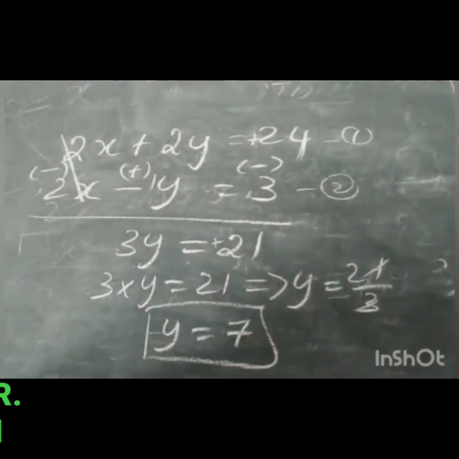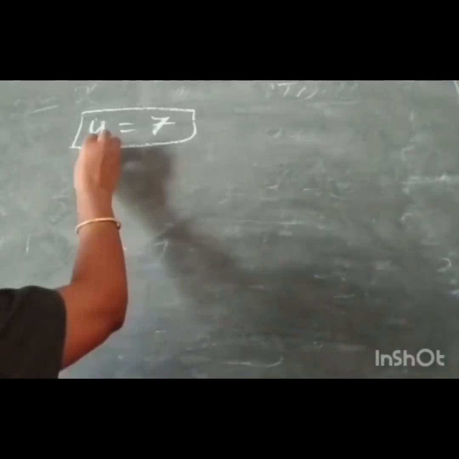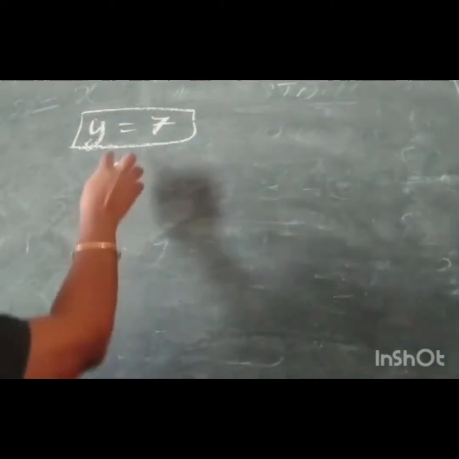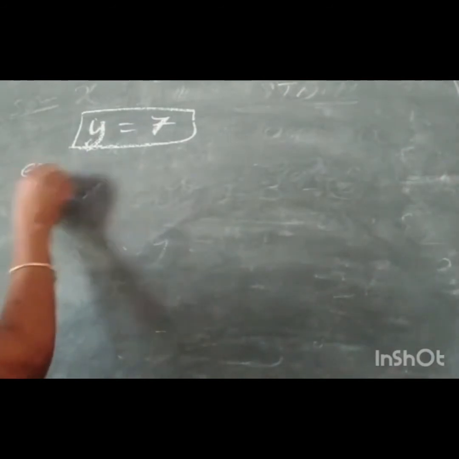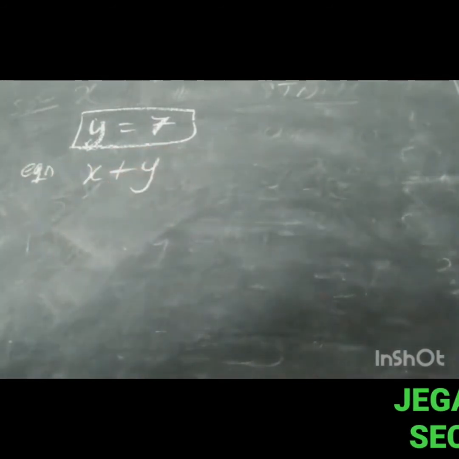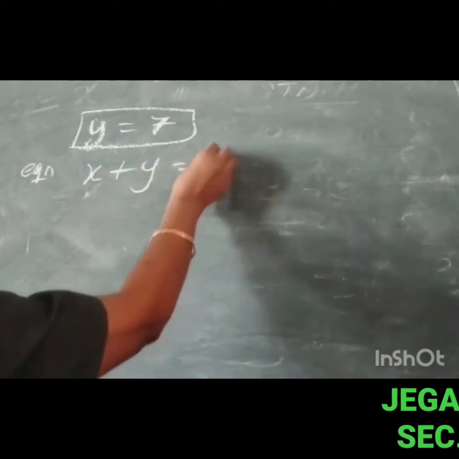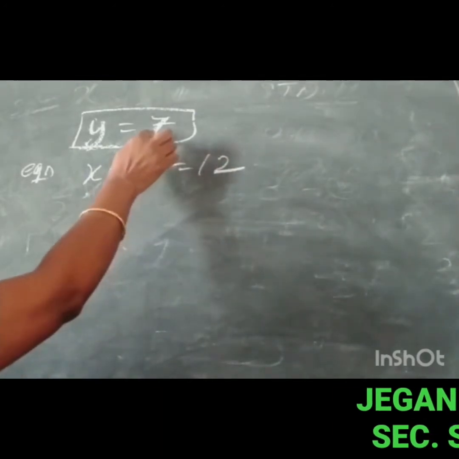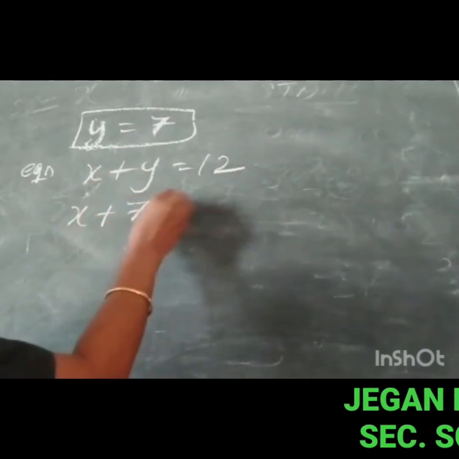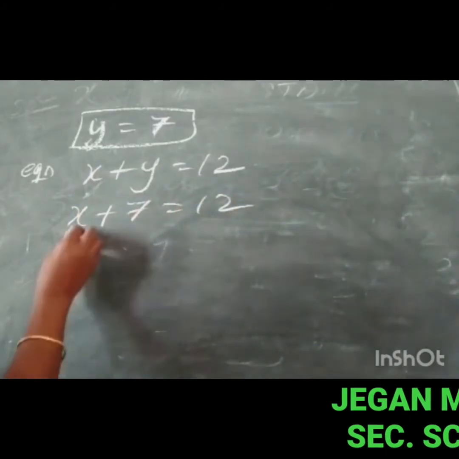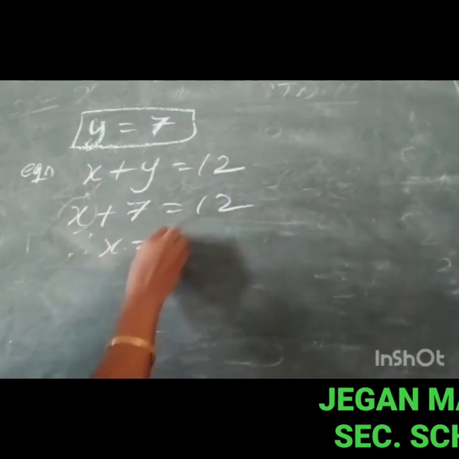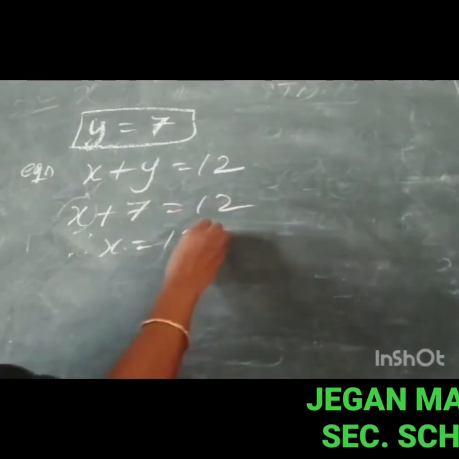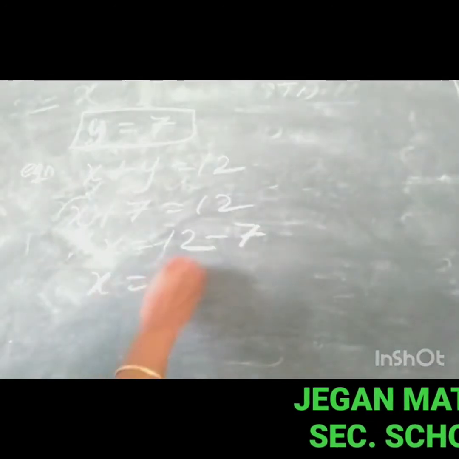Now you can apply this value in the first equation and find out the value of x. We substitute this value in equation 1, which is x plus y equal to 12. Instead of y you can substitute the value 7. So x plus 7 equal to 12. Now we have to find out the value of x. Therefore x equal to 12, this plus 7 comes to this side, so minus 7. So the value of x equal to 5.